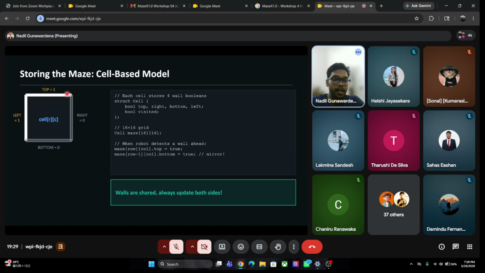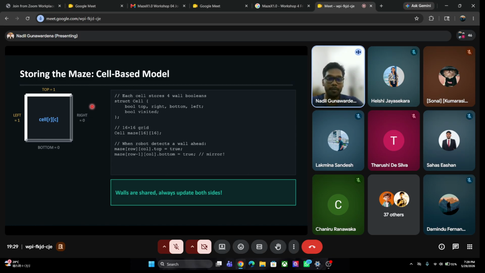So at the top, there is a wall, and there is a wall at the left. So the parameters for top and left must be equal to 1, indicating that there are walls. And on the right and the bottom, there are no walls covering that cell, so right is equal to 0 and bottom is equal to 0. This is just a simple example of how to store the state of a cell.